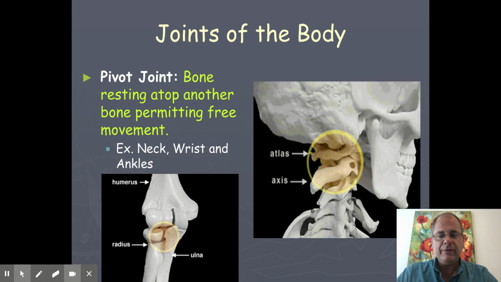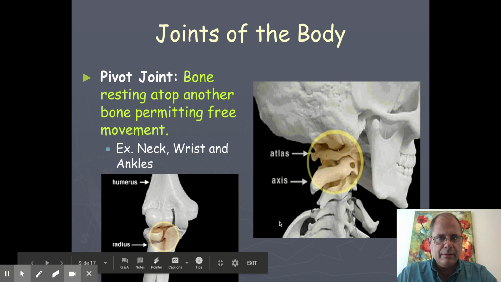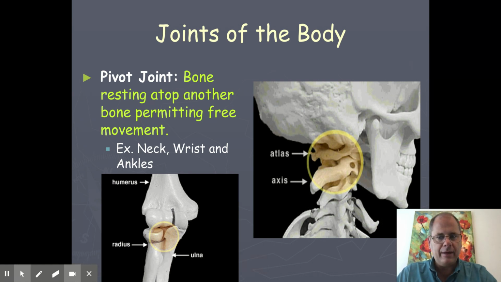Then there's a pivot joint. These are located in things that you can move, like your neck can pivot in different directions. So you think about that. It says neck, wrist, and ankles are pivot joints.